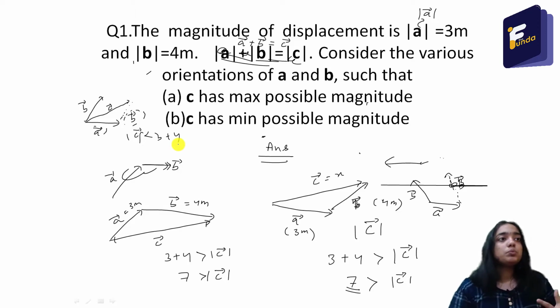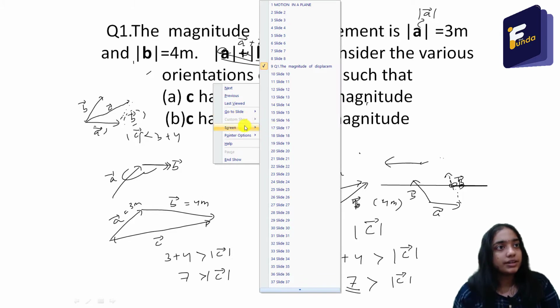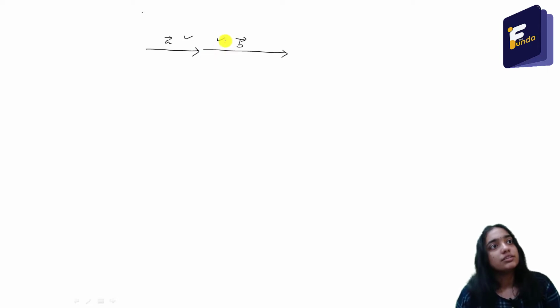So I am going to put it in such a way that at least it will have a value equal to 7. How am I going to put these two vectors, A vector and B vector? Let us see. If I put A vector like this, and if I put B vector like this, then the sum of these two vectors is equal to C vector. So here this is the sum.